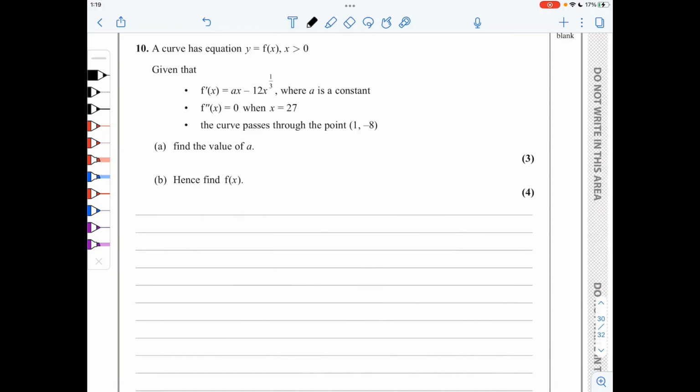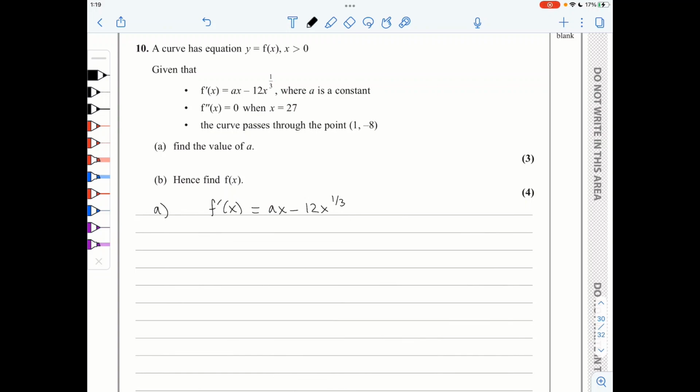In question 10, we have the curve f of x. We're being given an expression for f dash of x, the derivative of it, in terms of a, where a is a constant. We are also told that the second derivative is 0 when x is 27. We are told that we pass through (1, negative 8), and for 3 marks we need to find the value of a.